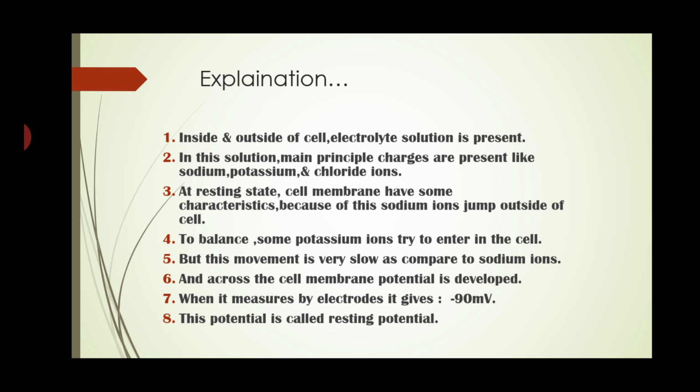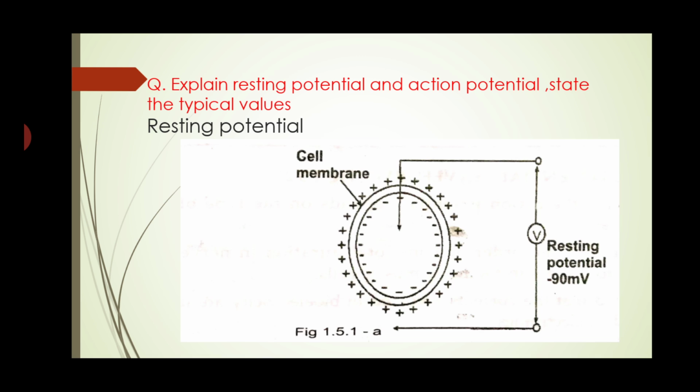Whenever we connect electrodes across the cell membrane, it gives the potential generation, and its value is minus 90 millivolt. And this potential is called the resting potential of the cell. So with this diagram you have to write the explanation. On this you get the question, this single resting potential for 5 marks, otherwise it comes as a combined question with the action potential.